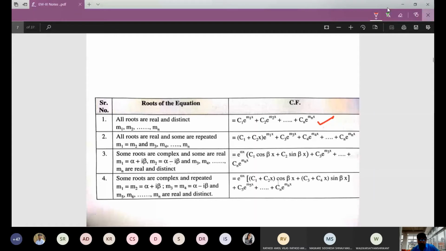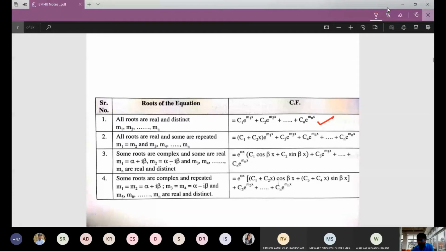And what about case number 3? Some roots are complex and some are real numbers. For example, m1 is equal to alpha plus i beta. By default, you are going to get m2 is equal to alpha minus i beta. So for this case, you have to write the solution e to the power alpha x, c1.